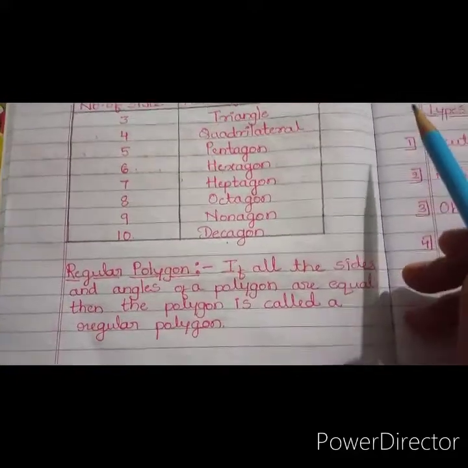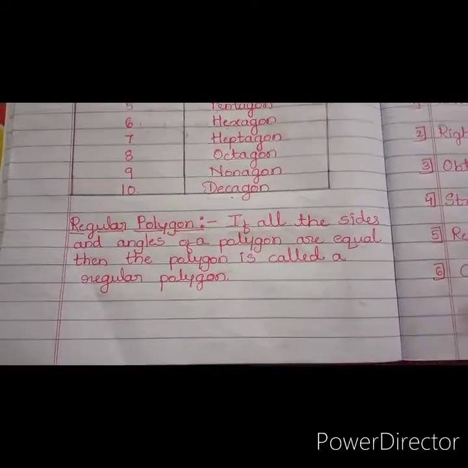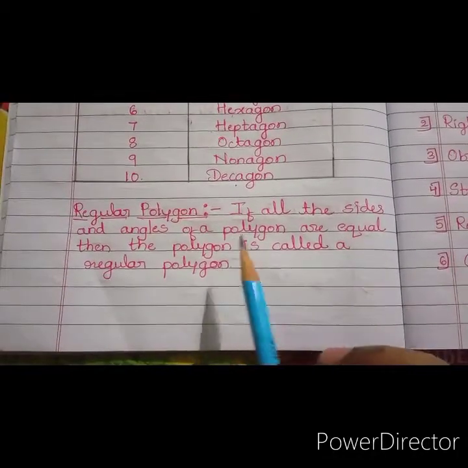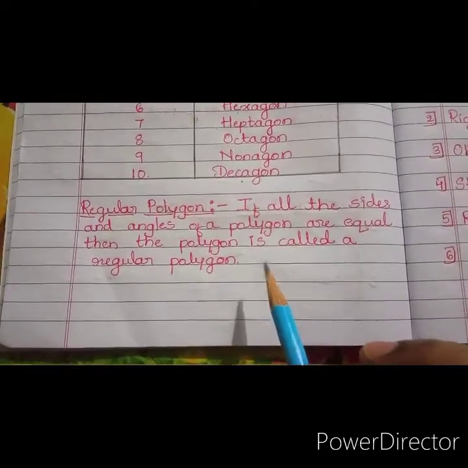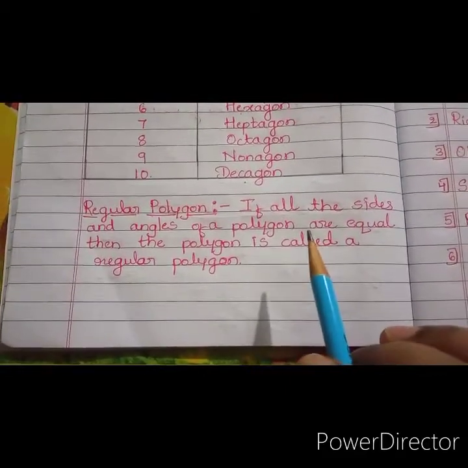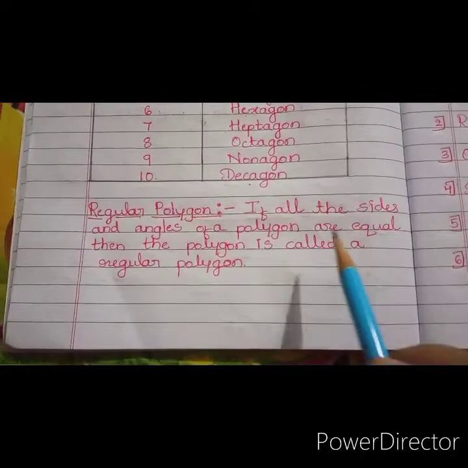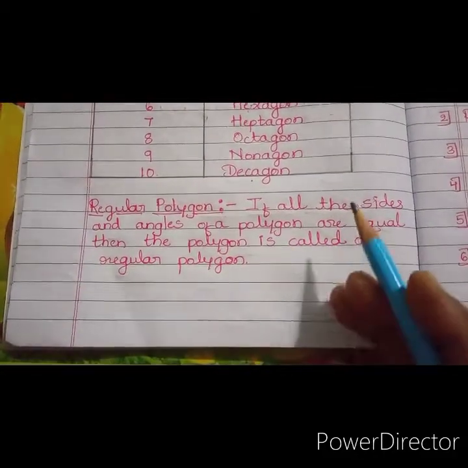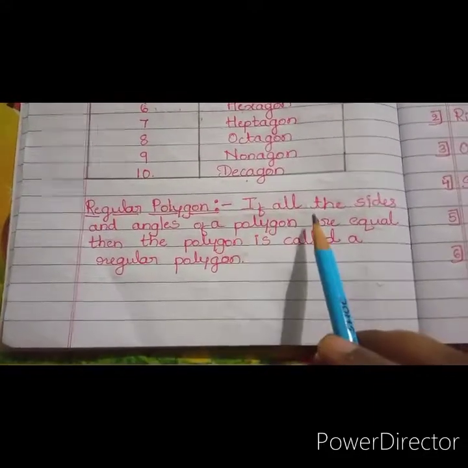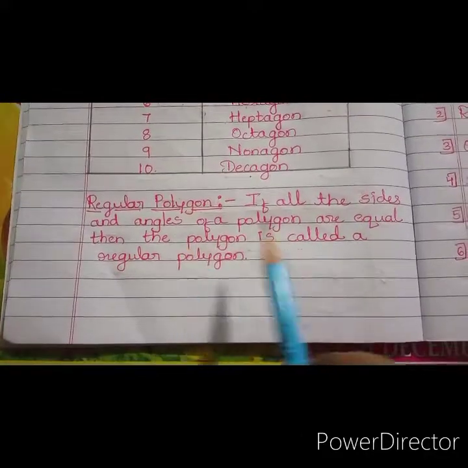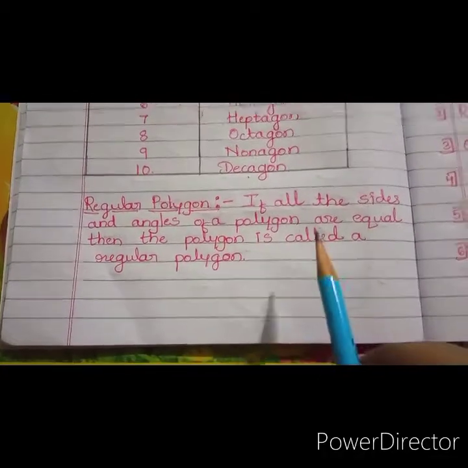Next concept is regular polygon. What do you mean by regular polygon? If all the sides and angles of a polygon are equal, then the polygon is called a regular polygon. Suppose consider one pentagon. In a pentagon, if all the sides are equal and all the angles are equal, then it is called a regular pentagon, regular hexagon, regular decagon. That means in a regular polygon, all the sides and angles of the polygon are equal. Then only it is called a regular polygon.